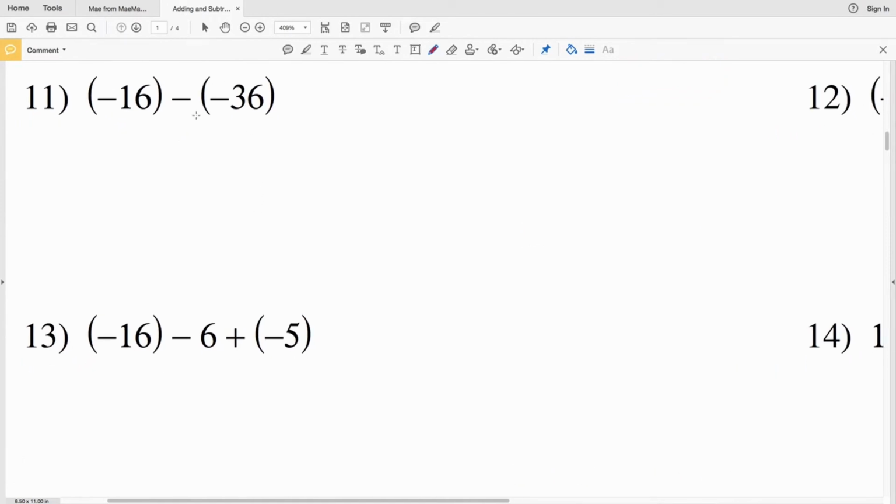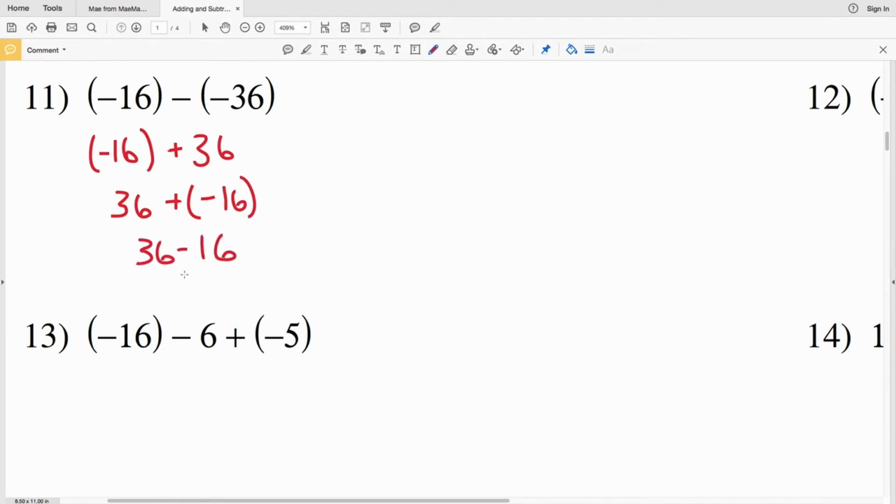For number 11, we have negative 16 minus a negative 36. We can rewrite this as negative 16 plus a positive 36. Since we subtracted a negative, we're adding the positive. Rewrite this as 36 plus negative 16, which is really 36 minus 16. And 36 minus 16 is going to give us 20.